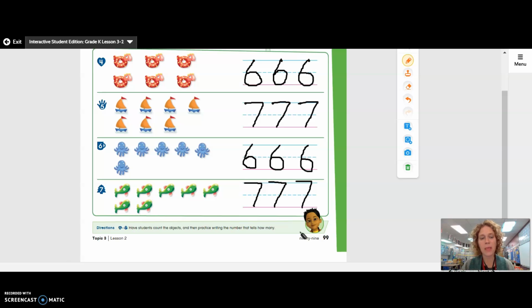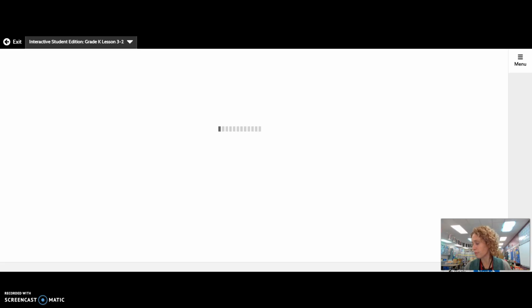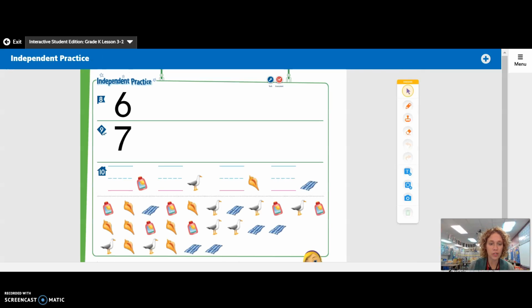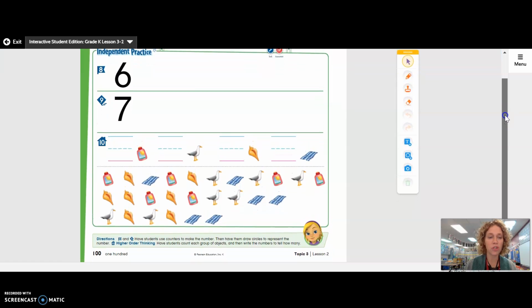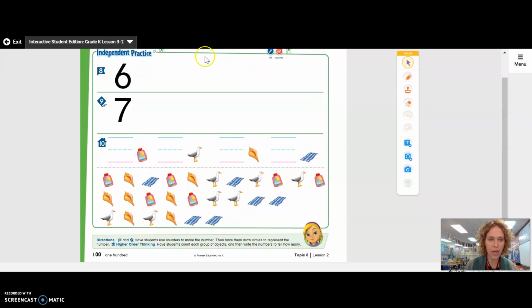Fabulous job, boys and girls. Now let's take a look at your independent work, which is the other page. All right, so what you have to do here is going to be a little bit different. So you are going to take a look at the number, okay? Do you remember what this number is? You are right, 6. So you're going to show me 6 of something. Maybe you're going to make 6 circles, 6 happy faces, 6 stars, but show me 6.